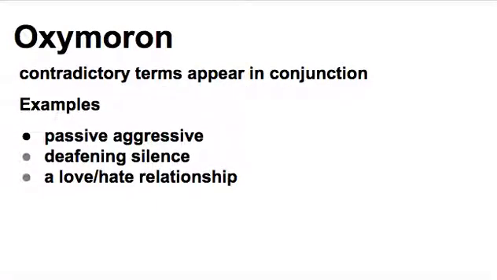An oxymoron: contradictory terms that appear in conjunction. It's really interesting that as humans, we find that opposites can oftentimes define something in a way that's really intriguing. So passive aggressive, right? Somebody is being aggressive, but they're doing it kind of passively. A deafening silence, right? Silence that is so important and so big that it's loud. A love-hate relationship, right? Kind of demonstrating a back and forth moment.